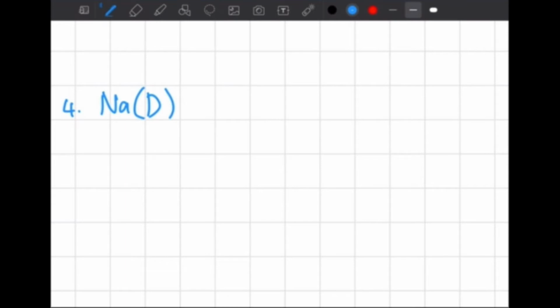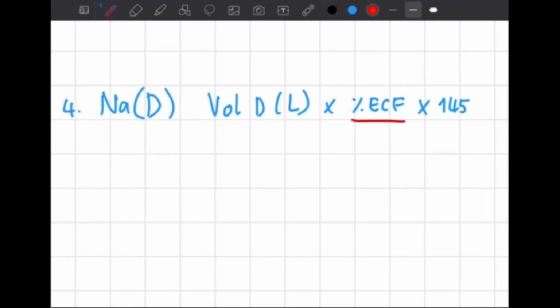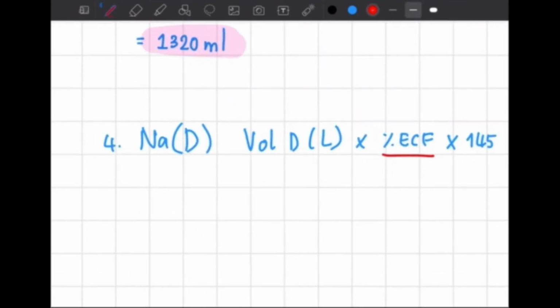The fourth value that we're going to talk about is the sodium deficit. The formula for sodium deficit is volume deficit in liters, multiplied by the percent ECF, and multiplied by 145. Now for the percent ECF, we have to establish whether this dehydration event is a chronic one or an acute one. Our cutoff point was 3 days. This boy was vomiting for 4 days, and that indicates that it is a chronic dehydration.